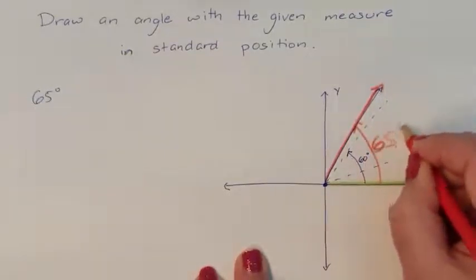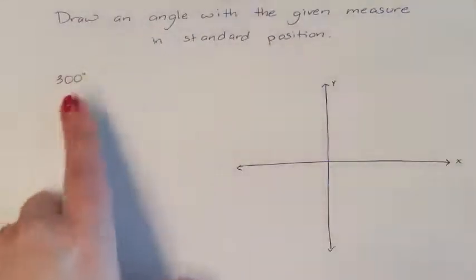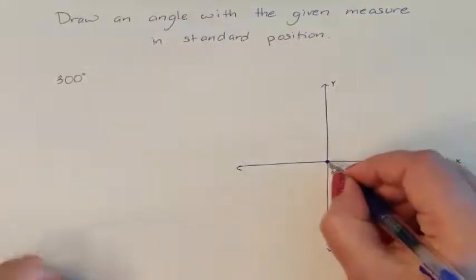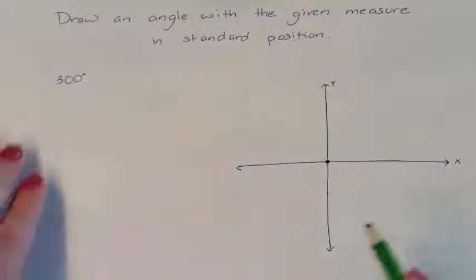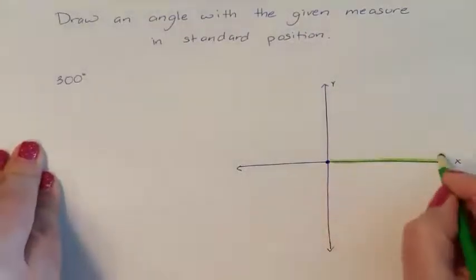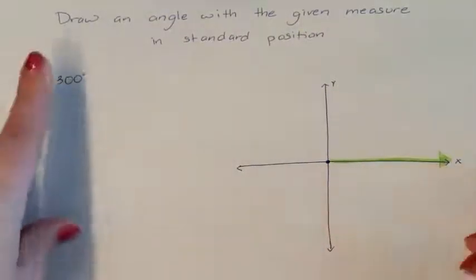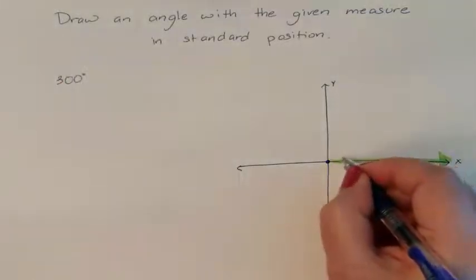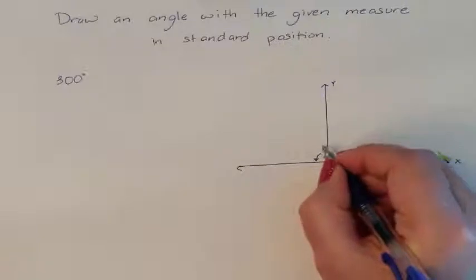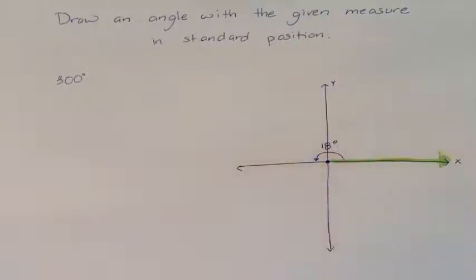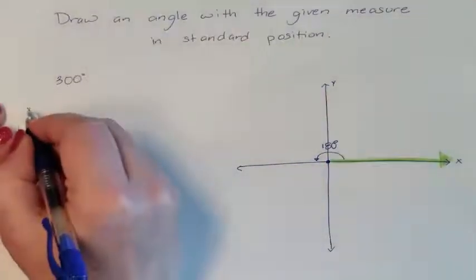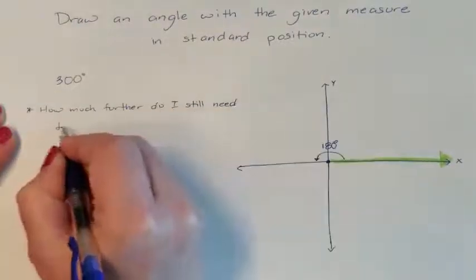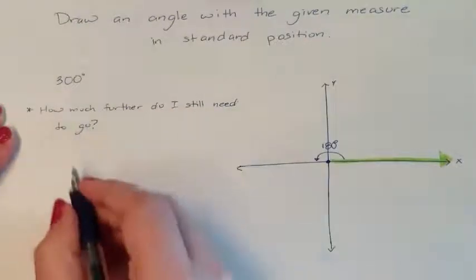So I'm being asked to draw the angle, 300 degrees, in standard position, which meant the vertex is right here at the origin, and my initial side is going to be right here on the positive x-axis. Now I need to go 300 degrees. I know that if I turn straight back around, this gives me a total of 180 degrees. So my question to myself is, how much further do I still need to go?